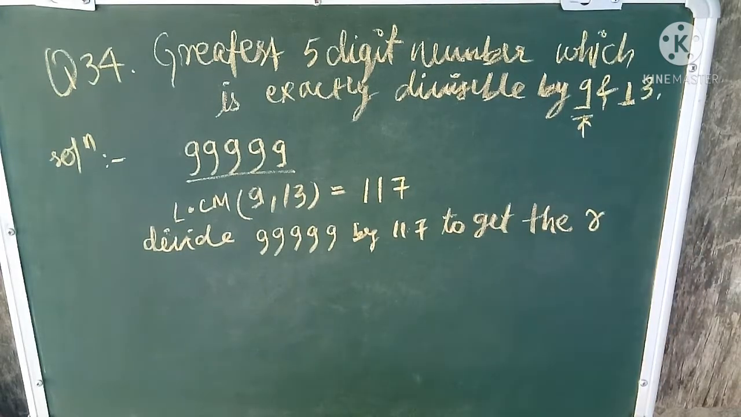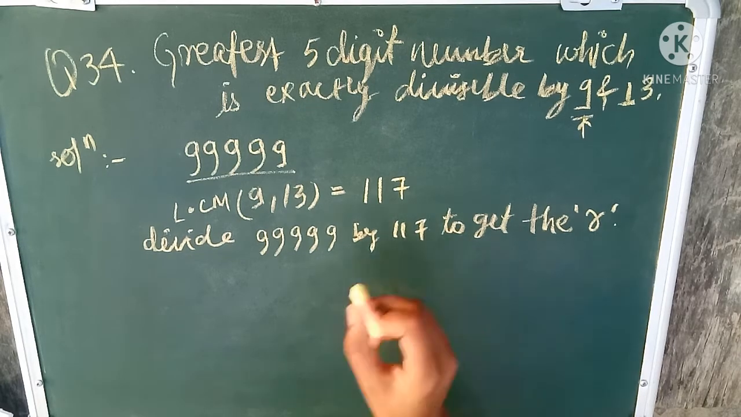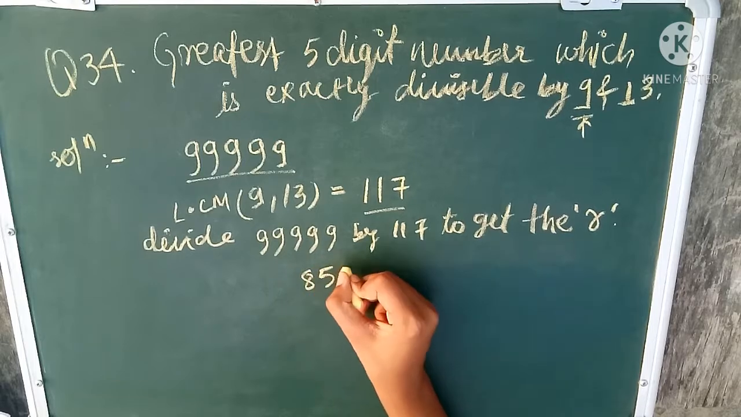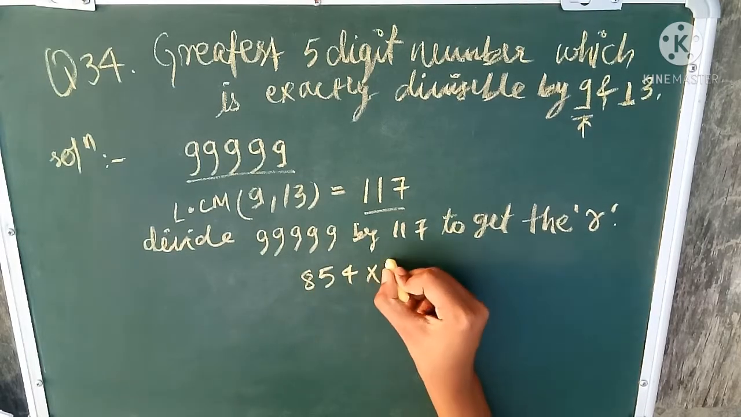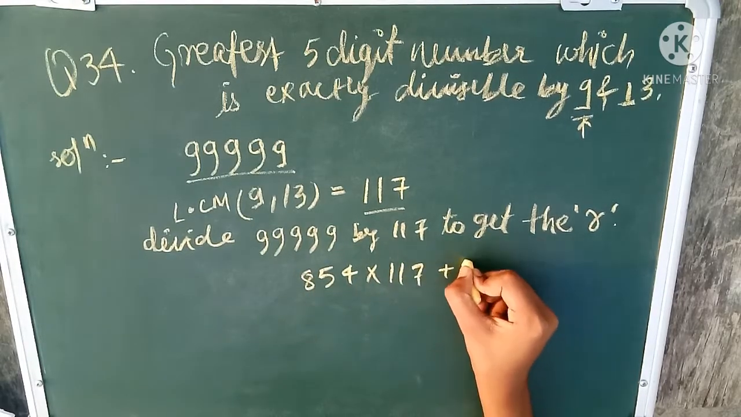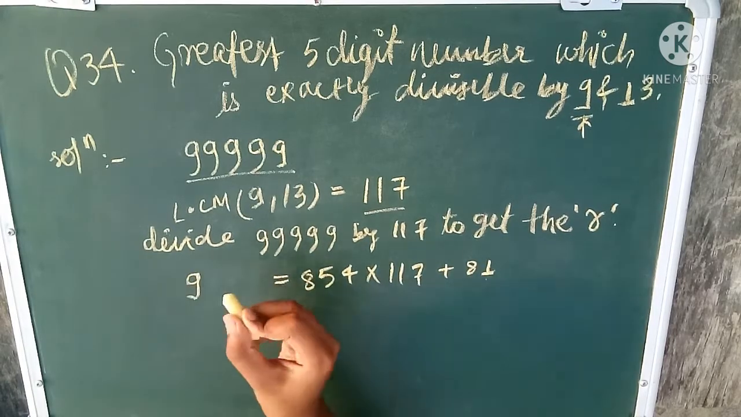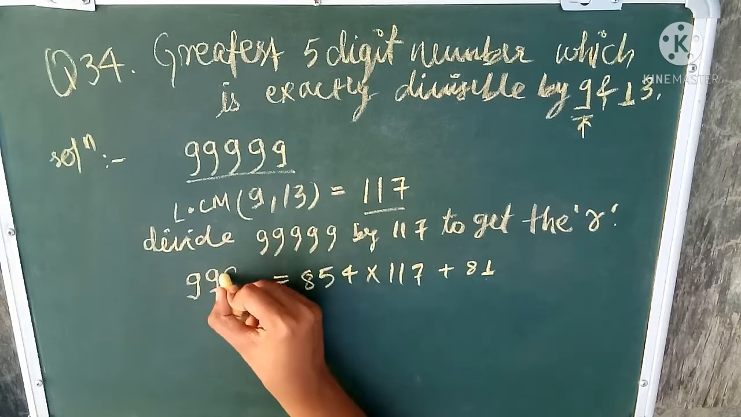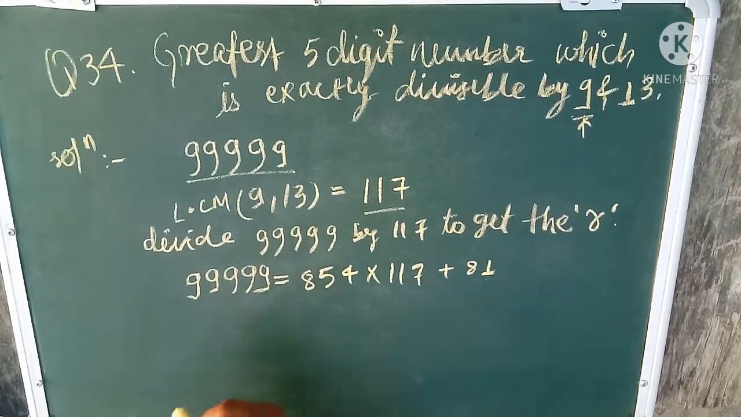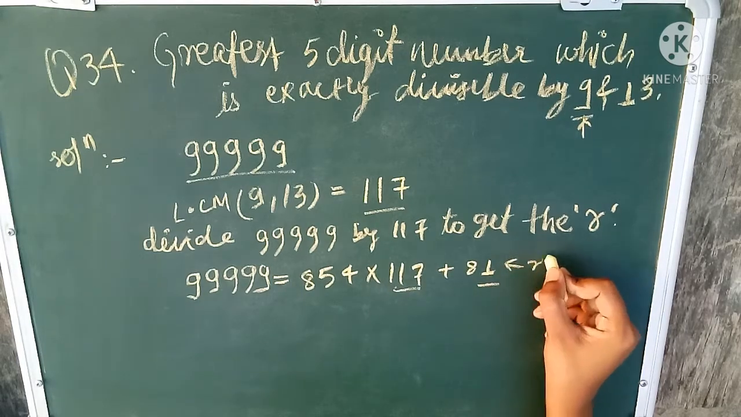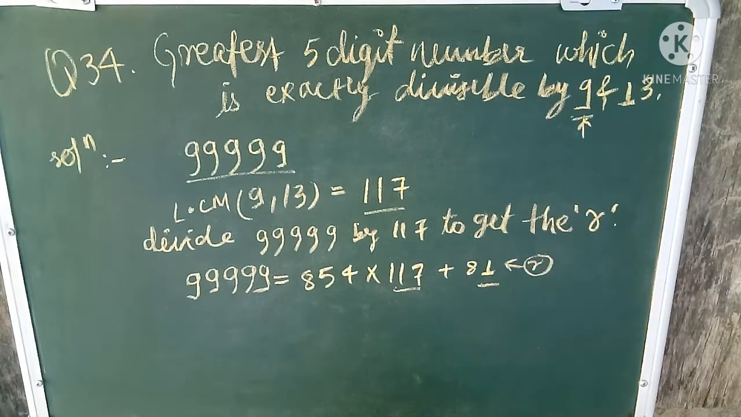R. So if we will divide 99,999 by 117, then we will get 854 as quotient and 81 as remainder. So using this method we can check it. Dividend is equal to divisor multiplied by quotient plus remainder here. So we have found the remainder R, which is equal to 81.